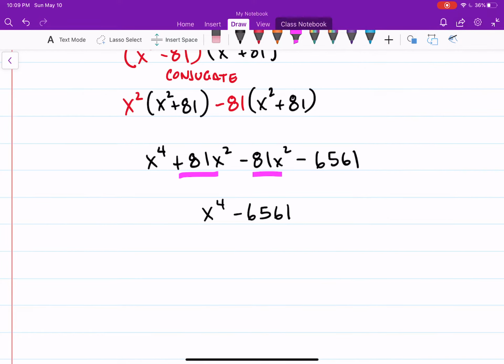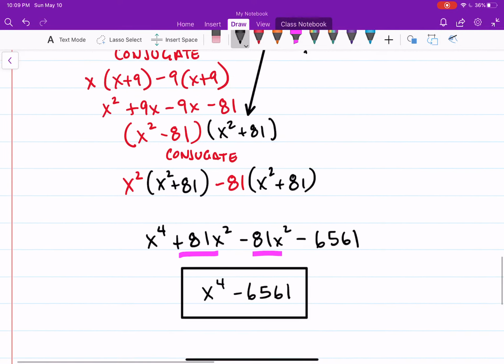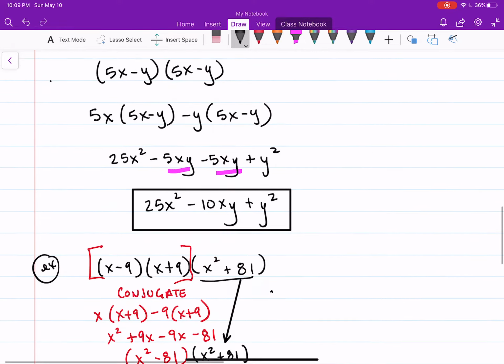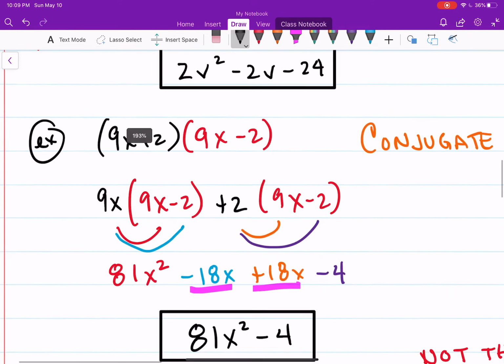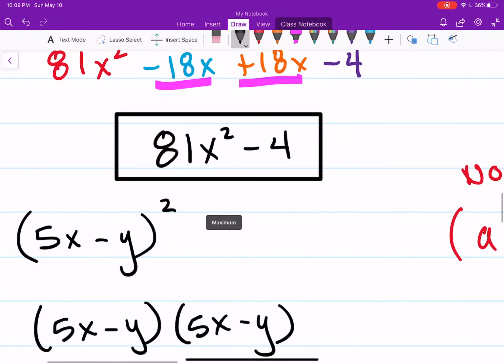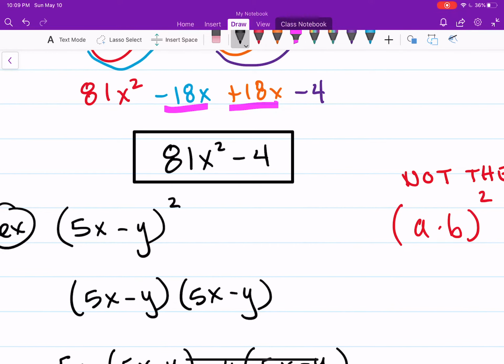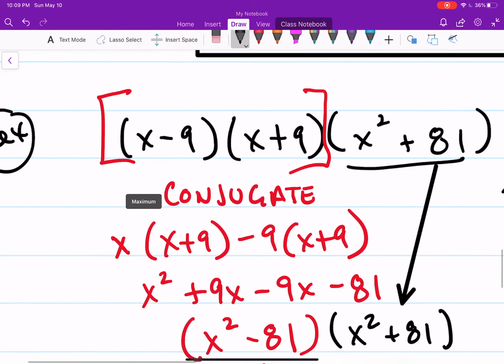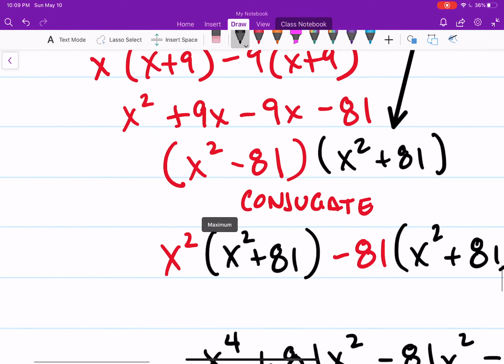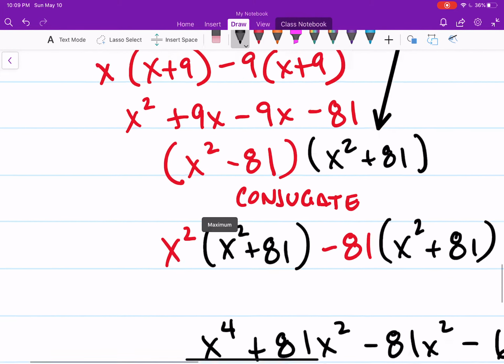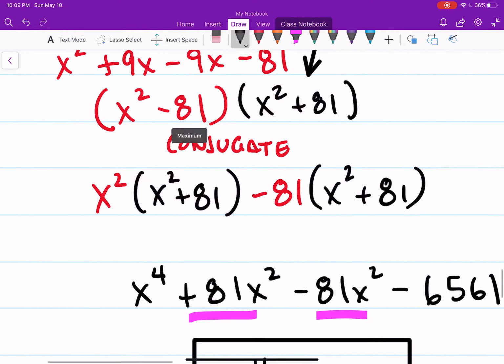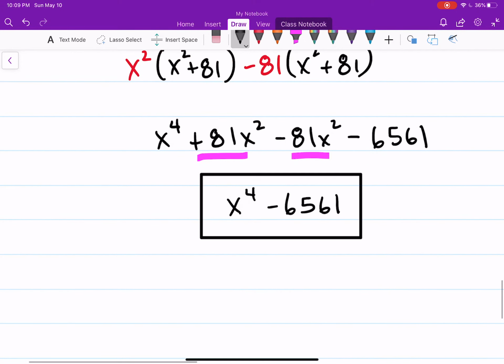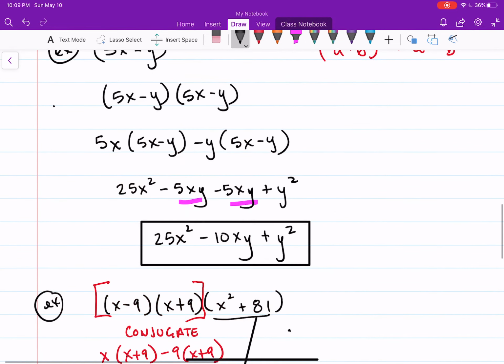Okay, so notice so far, we've done 3 conjugates. This was a conjugate. What did we get? 81x squared minus 4. We did a conjugate right here. And what was the result? x squared minus 81. Then we did another conjugate right here. What was the result? x to the 4th minus 6561. Okay? So just keep that in mind as we're going on.